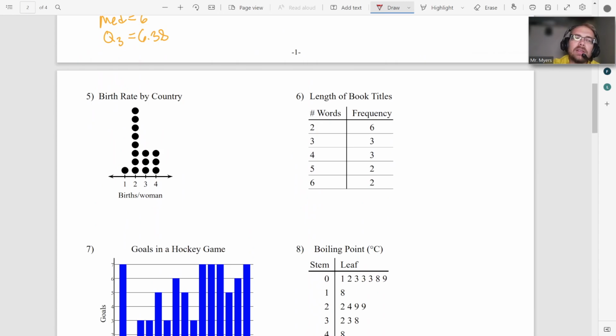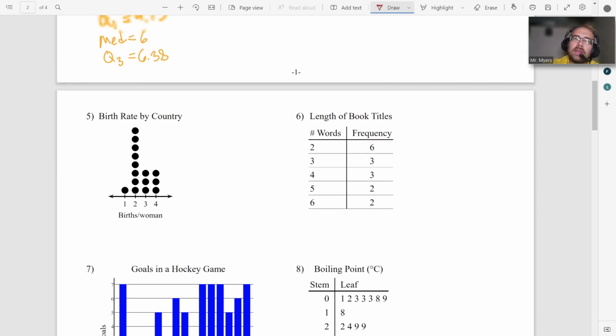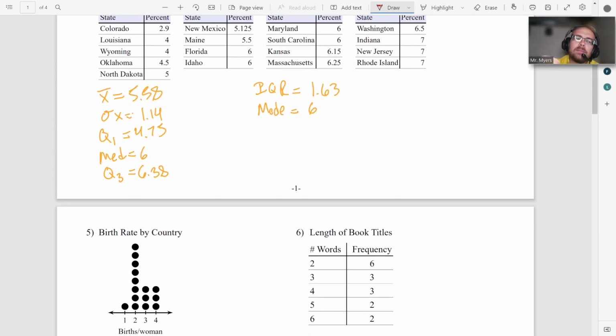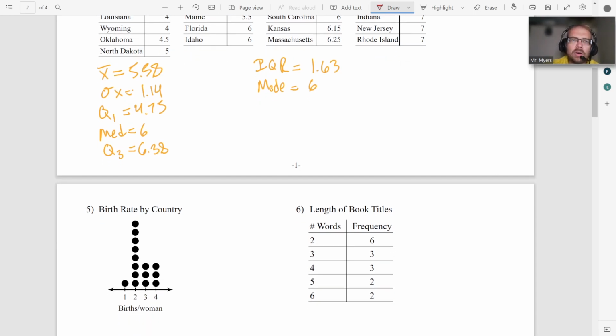So now we get to a little bit different numbers. We can still do it on the calculator, but let's go ahead and look at the two things that you have to do by hand anyways. Well, the interquartile range we'll be able to get once we get the values typed into the calculator, so we'll actually save that to the end. The mode. The mode is a little different in how you think about it. Just a little bit.